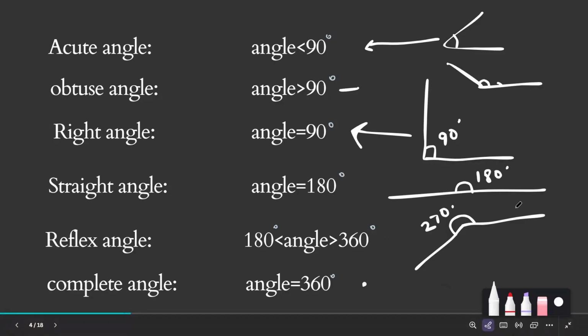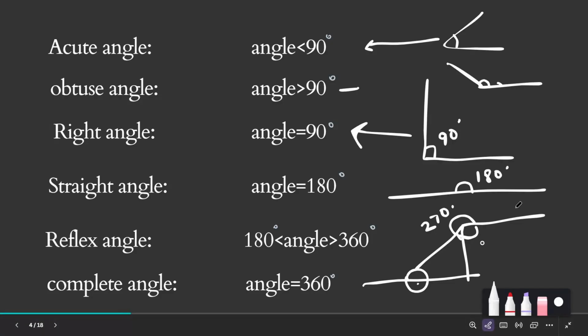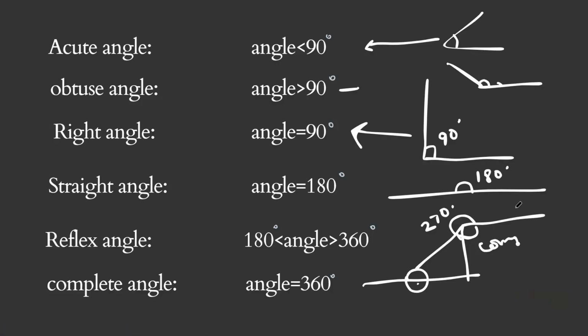A complete angle is the full angle. That means the remaining for this is the complete angle. And for this 270, what is the remaining for 360? 60 plus 30, 90 degrees. So this is the complete angle.